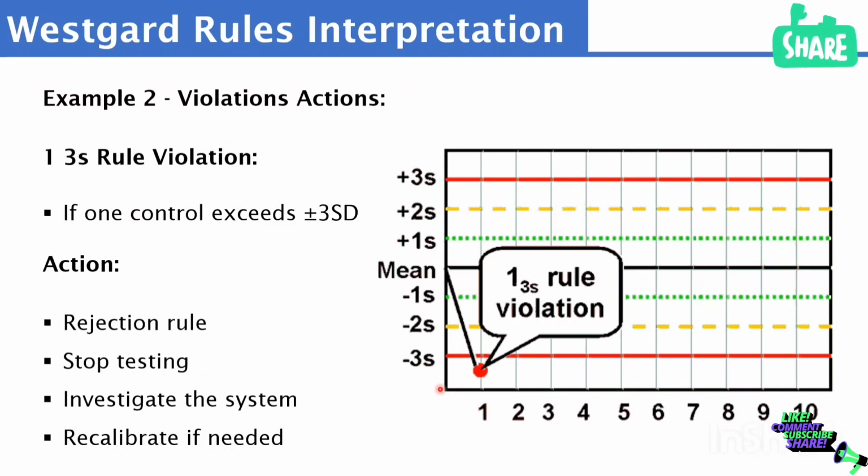That means it violated the 1-3S rule, because although it is one time, one point analysis, it has exceeded minus 3SD. Remember, it can also exceed plus 3SD, and because of that violation of the 1-3S rule, it will be rejected. So the action you take is to reject, stop testing, investigate the system, and recalibrate if needed. Okay, I hope this example helps us.